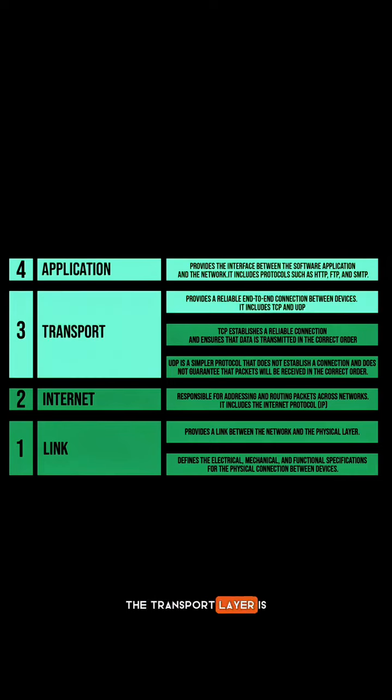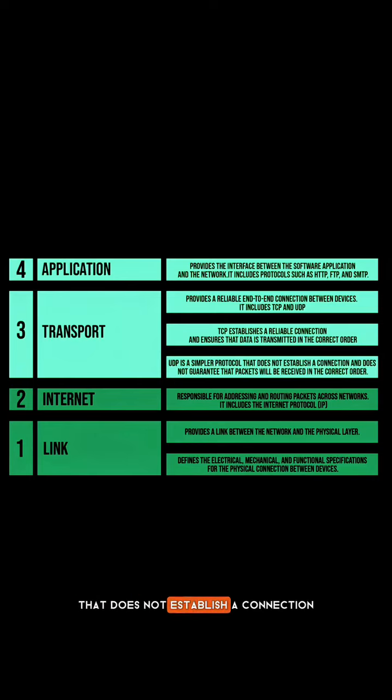The transport layer is responsible for providing a reliable end-to-end connection between devices. It includes the Transmission Control Protocol, TCP, and the User Datagram Protocol, UDP. TCP establishes a reliable connection and ensures that data is transmitted in the correct order, while UDP is a simpler protocol that does not establish a connection and does not guarantee that packets will be received in the correct order.